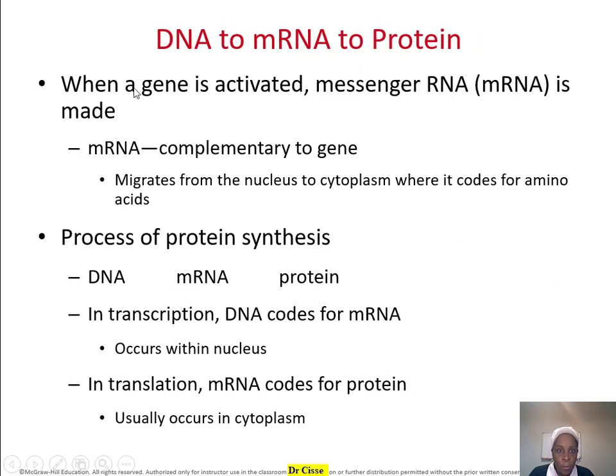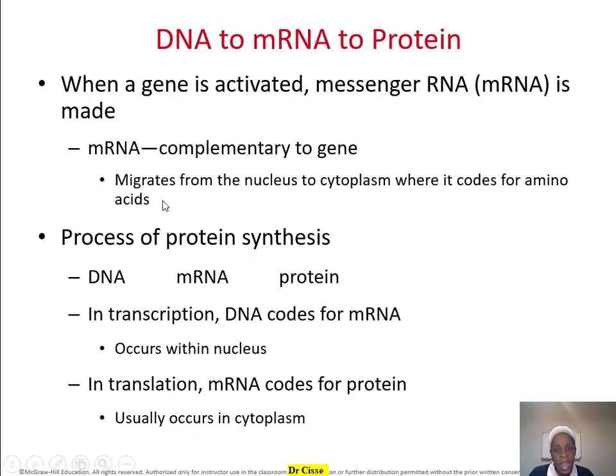So basically, from DNA, we make mRNA and then we make protein. When a gene is activated, its gene is expressed, messenger RNA, mRNA is made. So when the gene is activated, we make mRNA. That mRNA is just a copy of the DNA, the part of the DNA that's being expressed. Now we know what is the gene. It's just the part of the DNA that's being expressed. That's why it's called the complementary to the gene. Not to the whole DNA, just the gene, that little part.